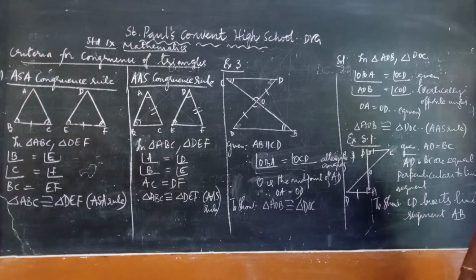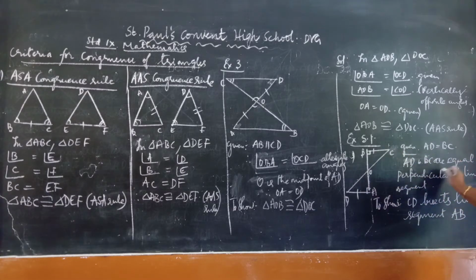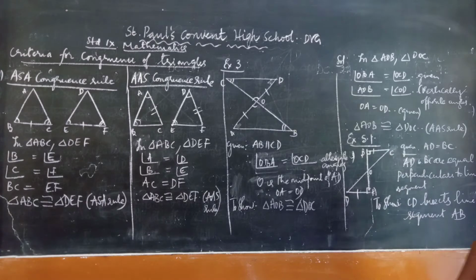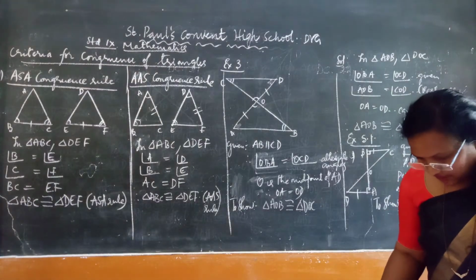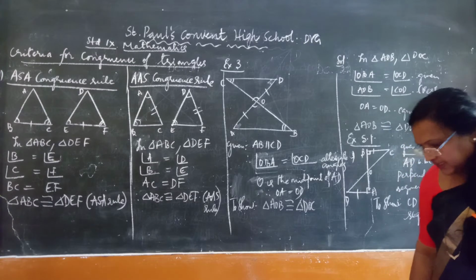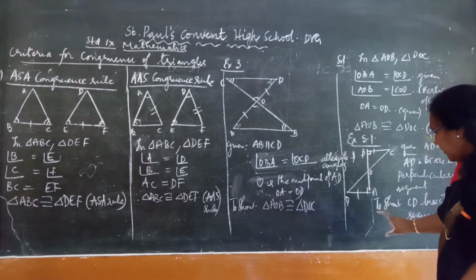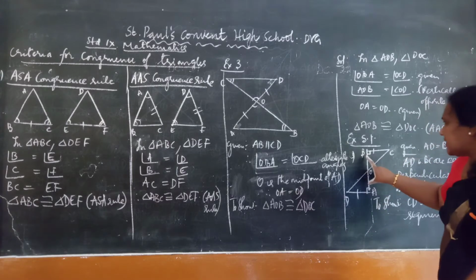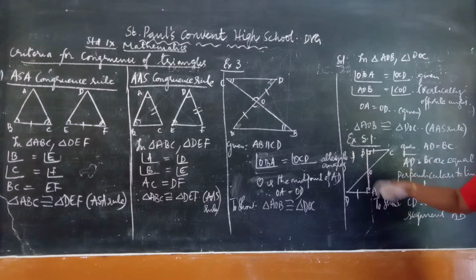Now, let me see this problem. Here it states that AD is equal to BC. AD and BC are equal and perpendicular to the line segment. Let me check the problem in exercise 5.1. AD and BC are equal perpendiculars to the line segment, that is AB. Yes, this is the line segment AB. What are AD and BC?